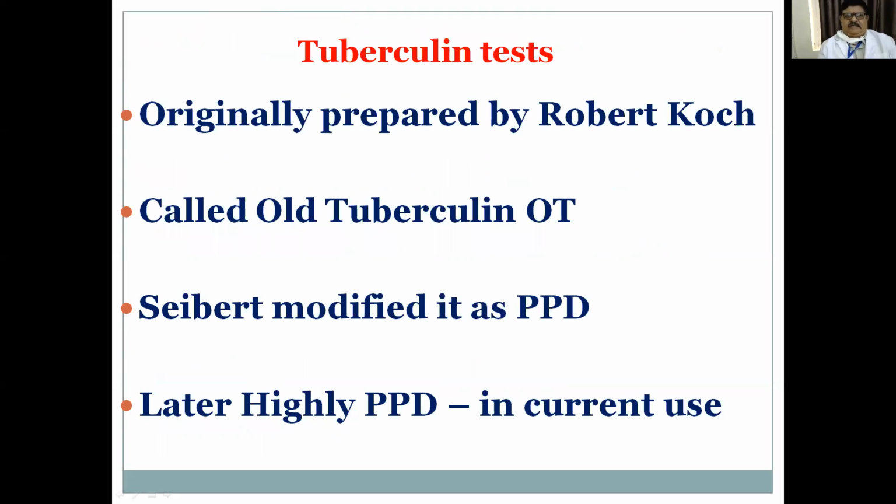Now, let us know something about the tuberculin test, originally prepared by Robert Koch. Please don't pronounce it as Koch; K-O-C-H is pronounced as Robert Koch. Originally it is called old tuberculin. It was modified as PPD, purified protein derivative. Later, highly purified protein derivative is also used. That is what is in correct use now.